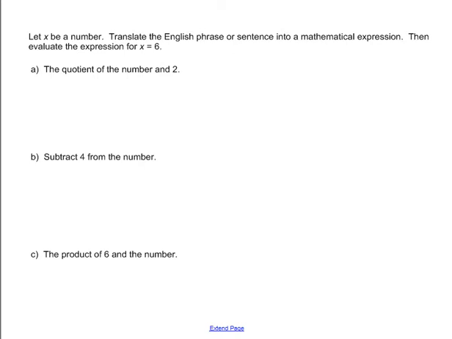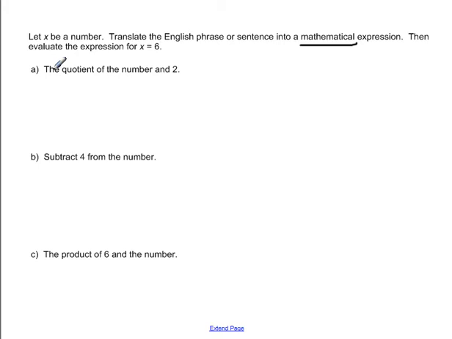So this is something we're going to want to do a lot in algebra. We're going to have expressions that are given to us in English, and we're going to need to do the translation into math. So very similar to what you would do if you were in a foreign language class. You would be translating from English to Spanish or from English to French. In this case, we're going to be translating from English to a mathematical expression. So let's take a look at what we've got here.